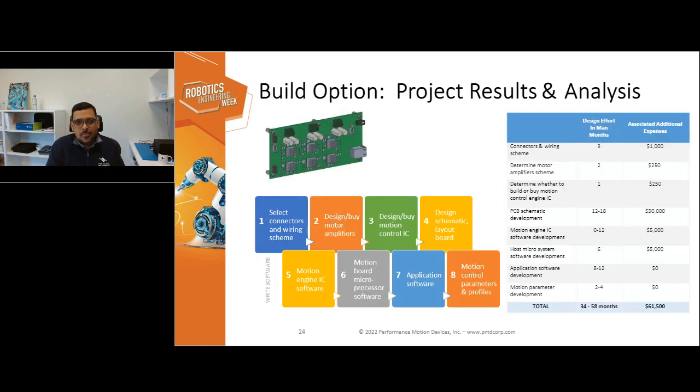So if you look at the build option, where you are basically doing all of it, right? You're picking the connectors, you're designing your own amplifier, either building or buying your own IC, and doing all of it. We said, okay, what's the design effort? This table on the right kind of gives you an estimate. It's roughly 34 to 60 man-months to do the design. And we tried to break it down into what the costs are in terms of man-months to design and what additional expenses are part of the design. So this is the build option where you're doing everything on your own.